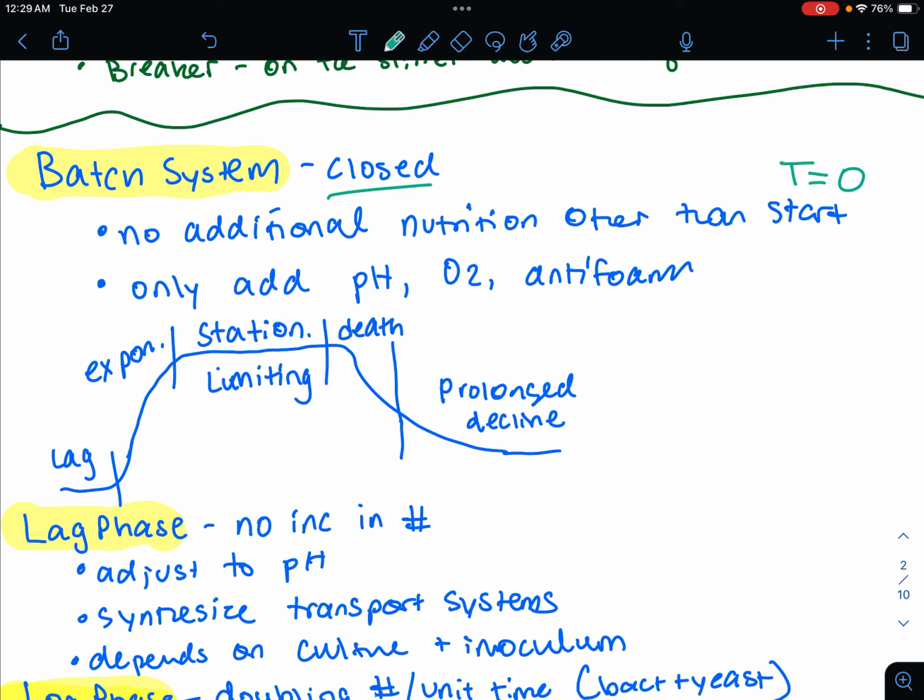Nothing will be added. The only things you're adding will be things to change the pH. For control, you're also going to be adding some oxygen and antifoam. So these three things. You're not playing around with the nutrients at all.